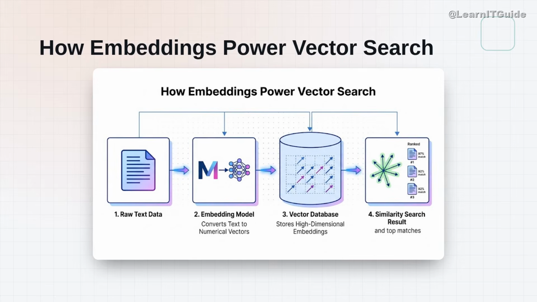Building on what we just saw, let us look at the architecture. You start with raw text. This text is fed into an embedding model like OpenAI's text-embedding-ada, or an open source model from Hugging Face. That model outputs a vector. This vector is then stored inside a vector database. When a user sends a query, the same model converts that query into a vector. The database then performs a mathematical calculation called cosine similarity to find the vectors that are closest to the query vector. This is how you retrieve the right information for an AI model to answer a question.